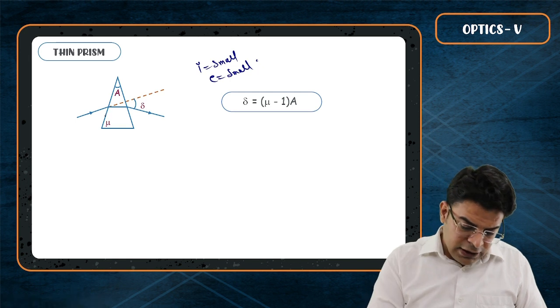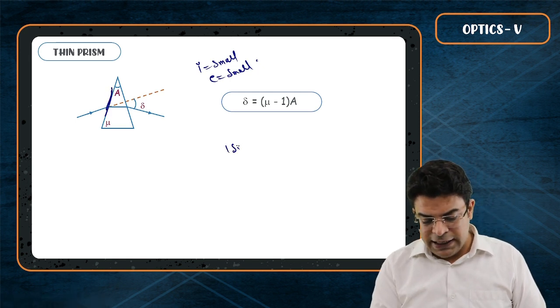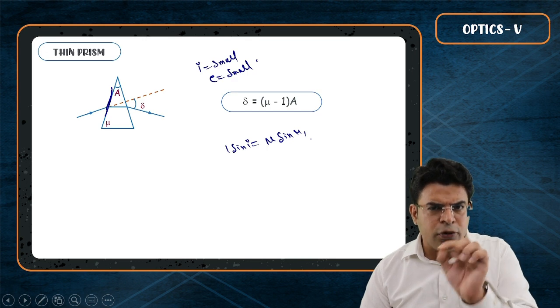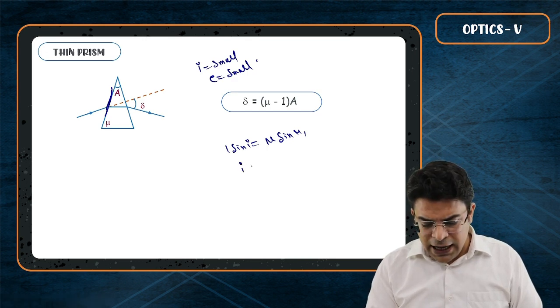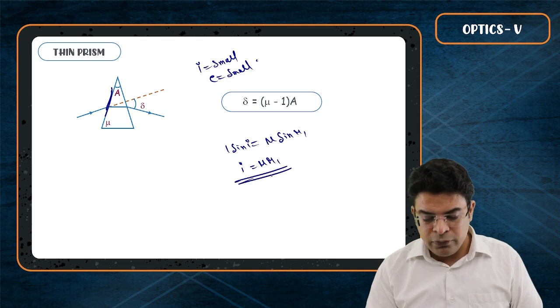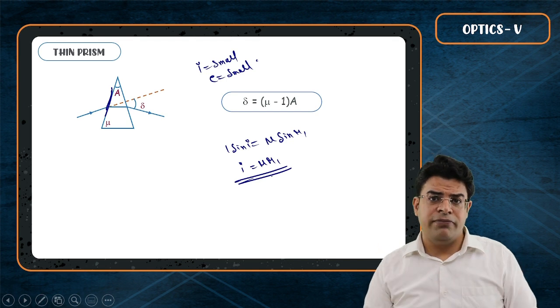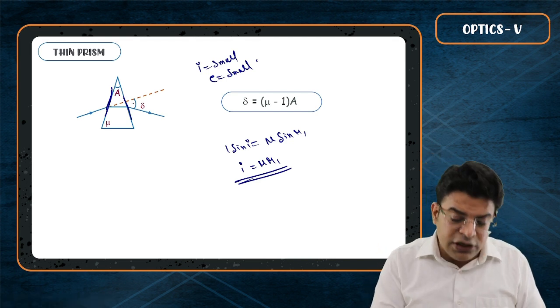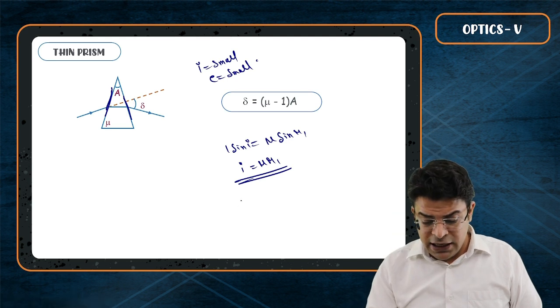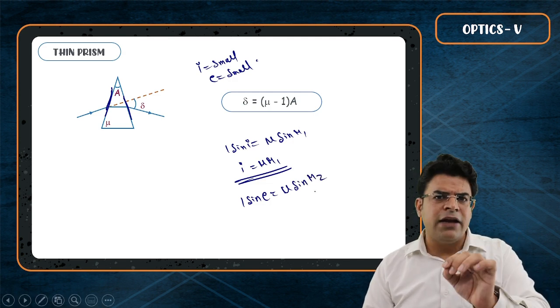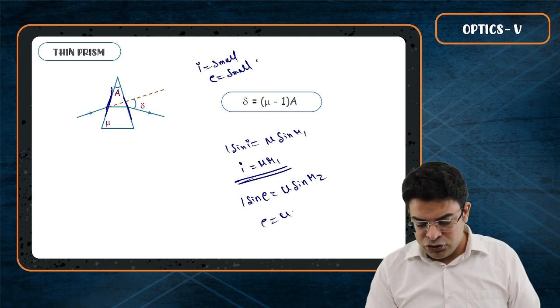And for the left surface, we can say that 1 sine I equals mu sine r1. For small values of theta, sine theta can be approximated to theta. So you can say that I equals mu r1. In place of sine r1, I have written r1, and in place of sine I, I have just written I. Similarly, for the second surface, when you apply Snell's law again, you will say that 1 sine E equals mu sine r2. And for small values of theta, sine theta can be approximated to theta. So you will say that E equals mu r2.